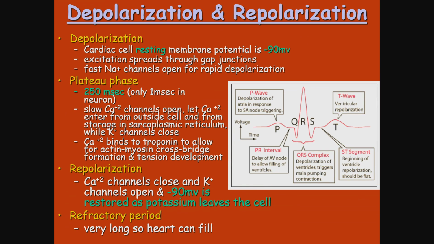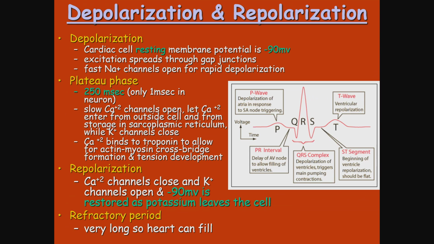Depolarization and repolarization. So we've studied this in the nervous system, and some of the numbers are a little bit different for a cardiac cell versus a neuron. For depolarization, the cardiac resting membrane potential is -90 versus the -70 for a neuron. Excitation spreads through the gap junctions. Show me gap junction. Good job.